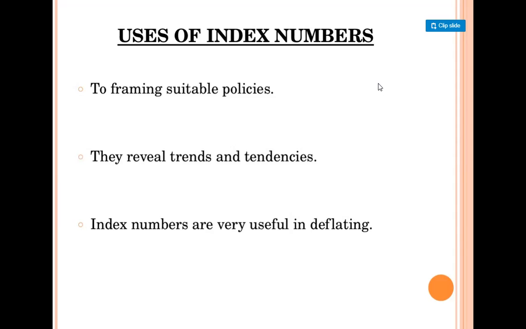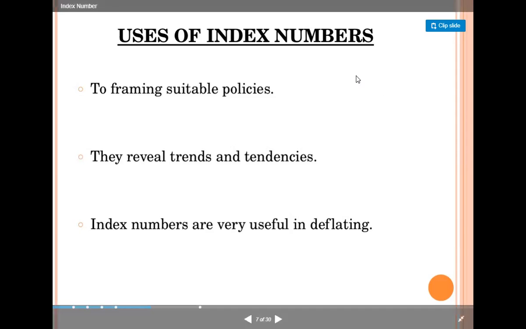Index numbers are very useful in deflating. Deflating means, in the business cycle, sometimes we have to see the ups and downs. So these ups and downs we have to find out with the help of an index number. That is called deflating.